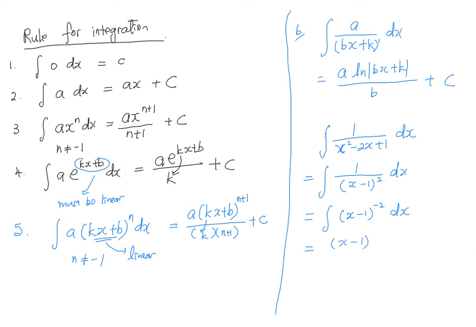Power plus 1. Divide. Two numbers. I always write two numbers even if it is 1, so that I make sure I don't miss. 1 is the power, the new power. 1 is the coefficient of x. So the answer is -1 over x minus 1, sorry, plus c.